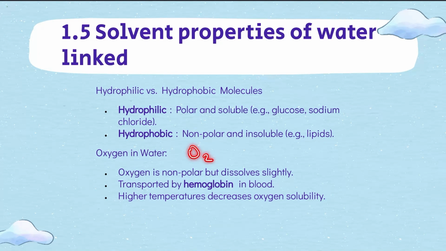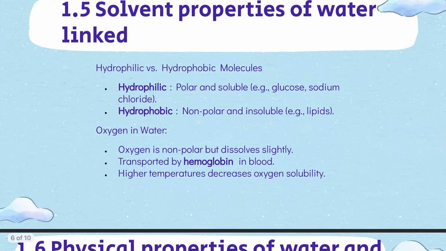Another substance to keep in mind is oxygen. It is non-polar in nature, but since it is quite small, it does dissolve a little but becomes saturated at lowest concentrations. As a result, oxygen is transported through hemoglobin. But as temperature increases, solubility of oxygen decreases.